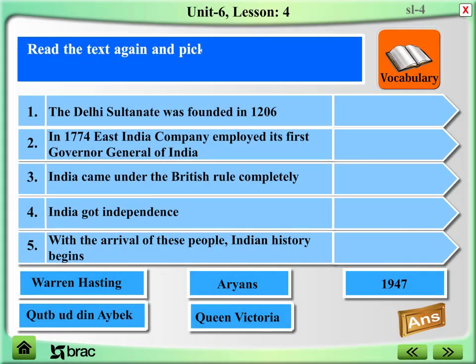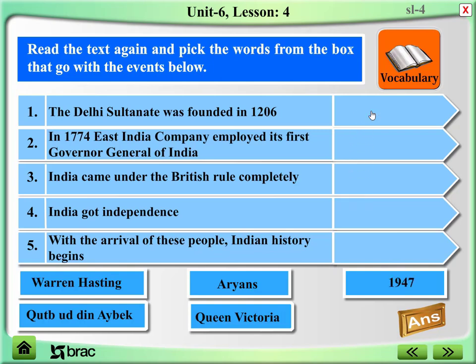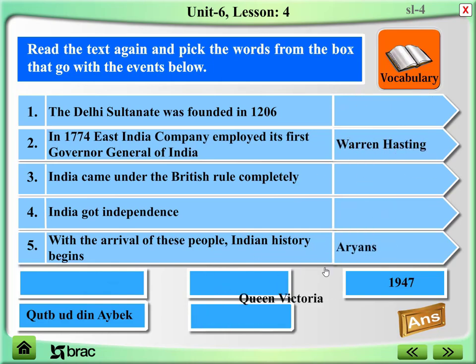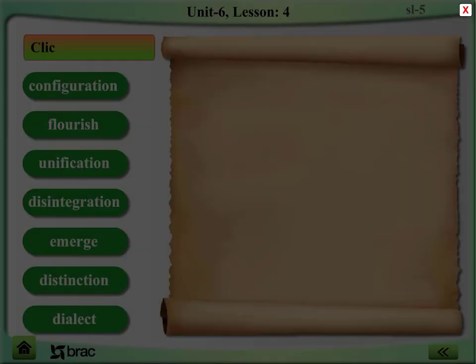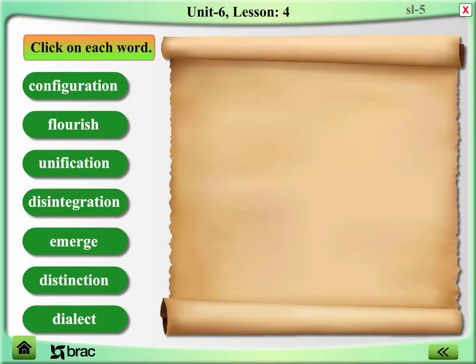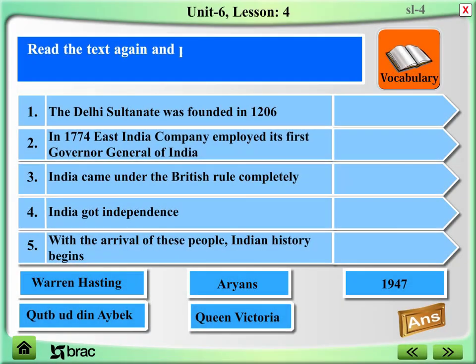Read the text again and pick the words from box that go with the events below. Click on each word. Read the text again and pick the.